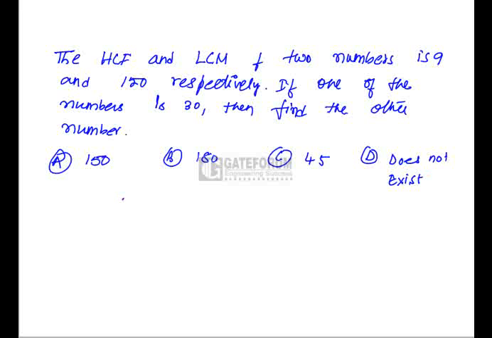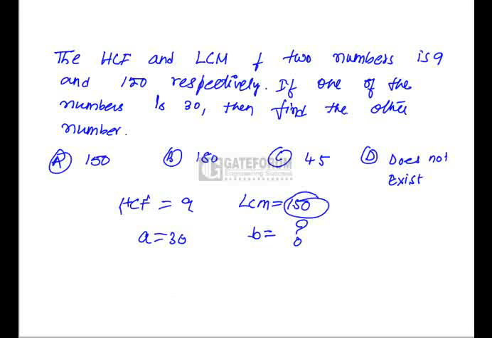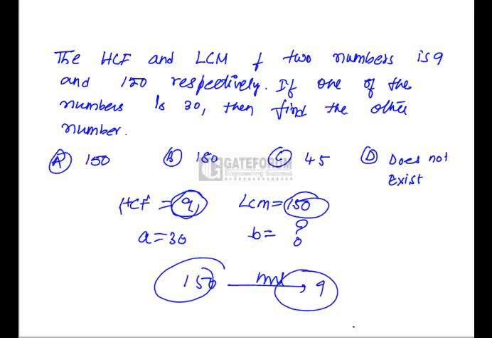So HCF is given as 9, LCM is given as 150, A, that is one of the numbers, is given as 30, and B, let it be some other number we have to find. Now, there is a basic property in LCM and HCF. LCM will always be a multiple of HCF. But 150 is not a multiple of 9. That means the data which is given is wrong. If the data is wrong, then we cannot answer this question. So we cannot find B. That means B does not exist. Option D is the answer.